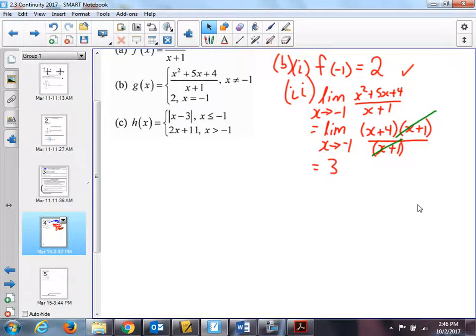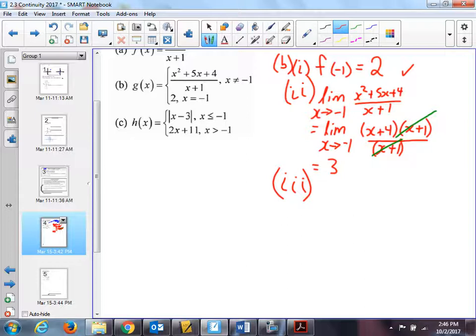Third test is, does the limit give you the same value as the function? Here's how you say it doesn't. Just go like this. Now, f of -1, does it equal the limit of x approaching -1? Now, don't rewrite the function. Just put it as f of x. But it doesn't. Therefore, not continuous, right? It should be equal to 3. Just a second.